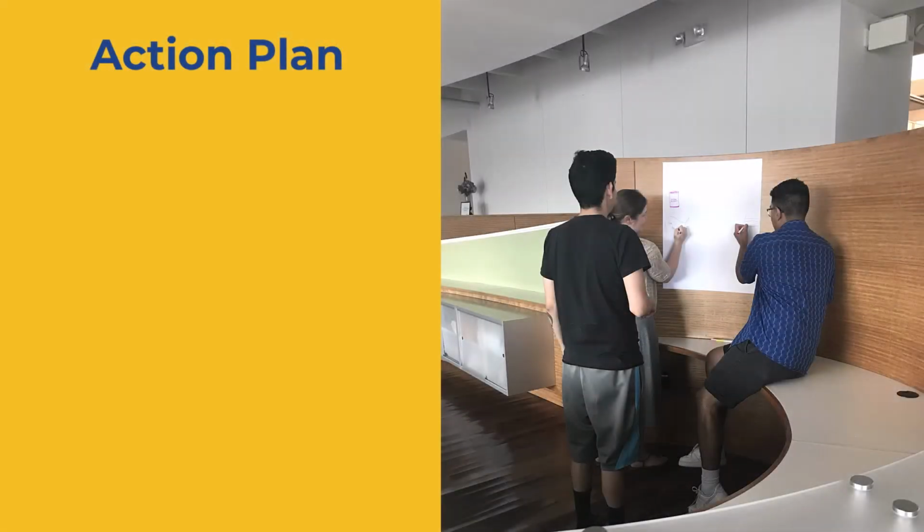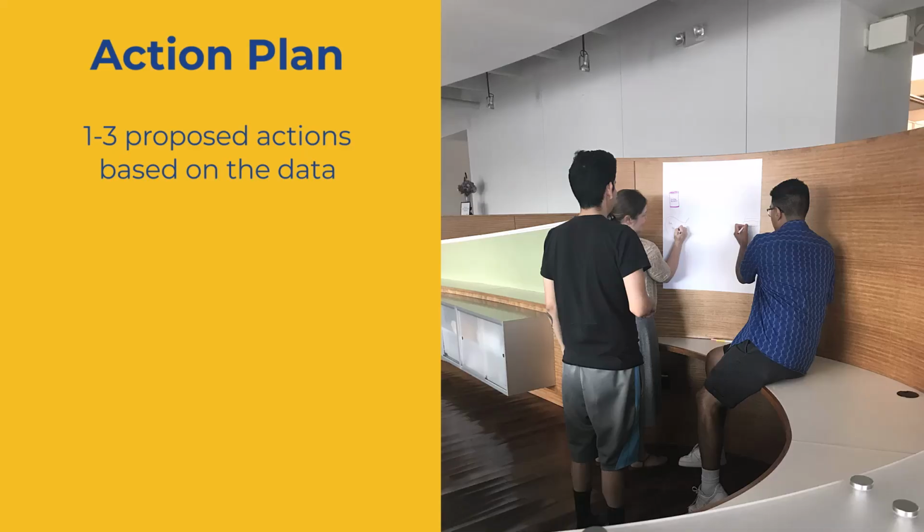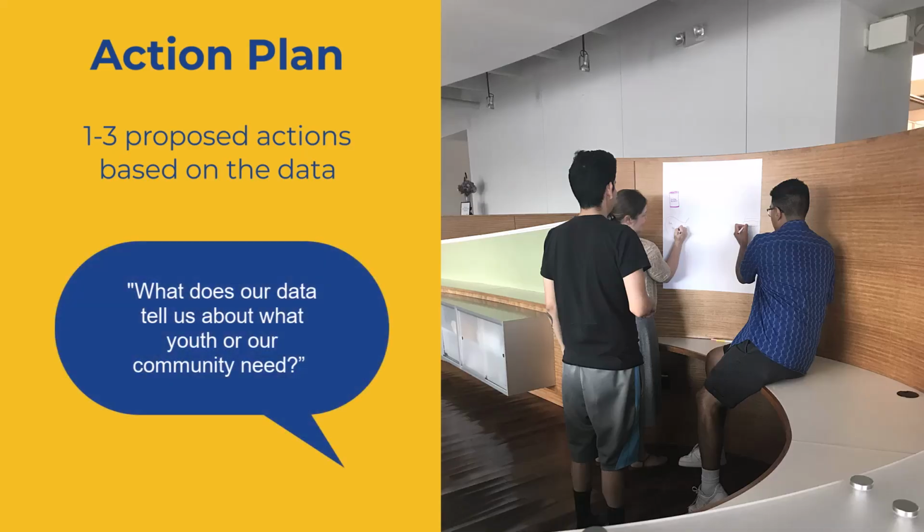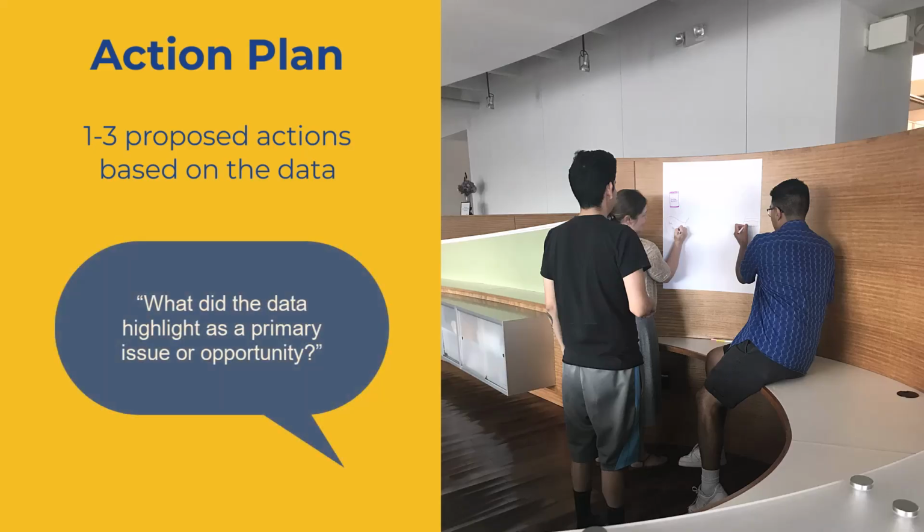After your YPAR team has analyzed and interpreted the data, your group should develop an action plan of 1 to 3 proposed actions based on the data you collected and analyzed. Your group can brainstorm answers to questions like, what does our data tell us about what youth or our community need? Or, what did the data highlight as a primary issue or opportunity?